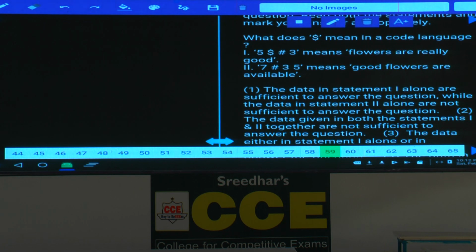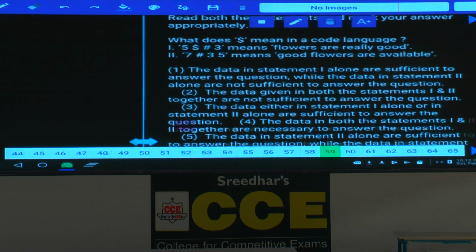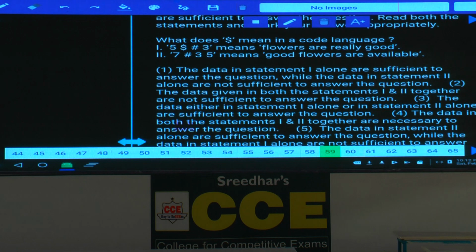Then question number 59, what does dollar mean in a code language? Now 1 alone is not sufficient because there is no other statement to compare this one. And similarly 2 alone is not sufficient. 1 alone cannot be your answer, 2 alone cannot be your answer, either 1 or 2 also cannot be your answer, because there is no other statement to combine this one with in each of the sentences.